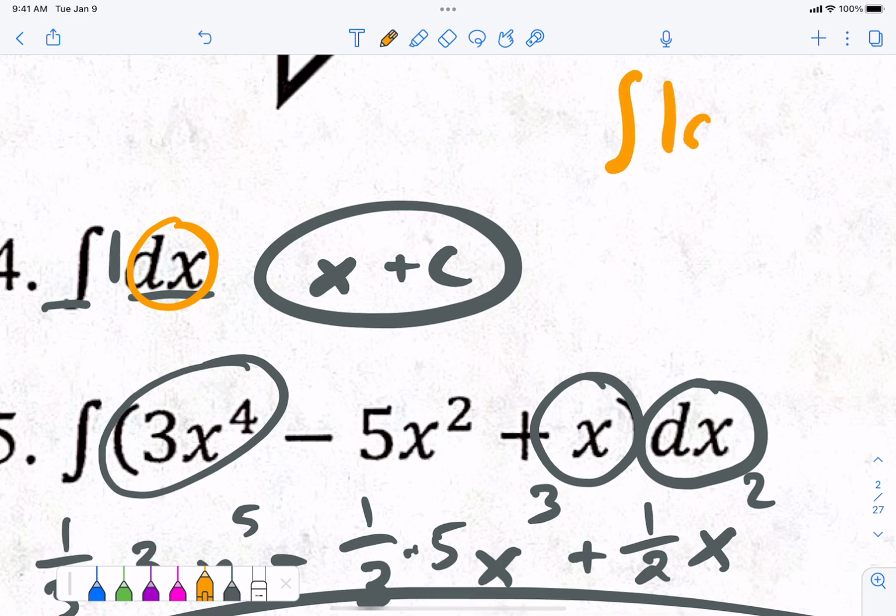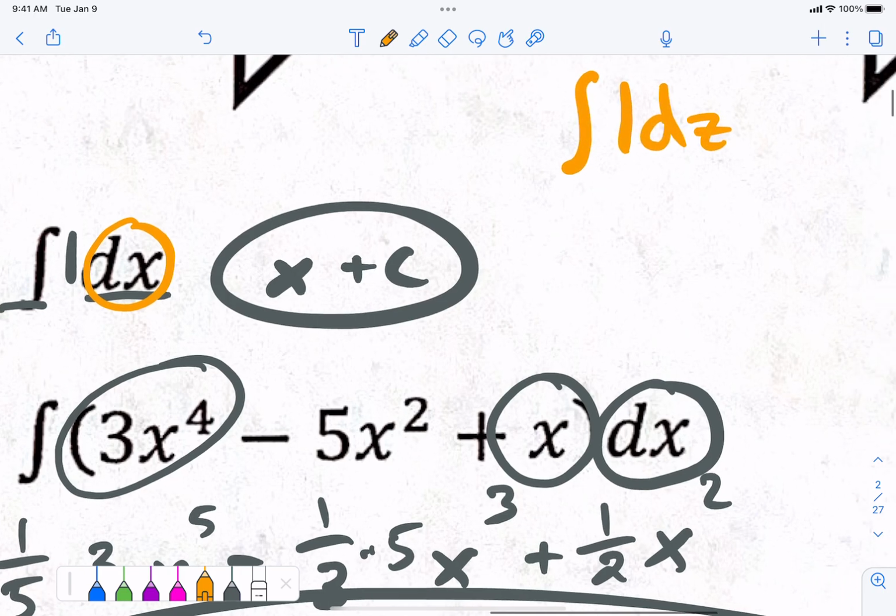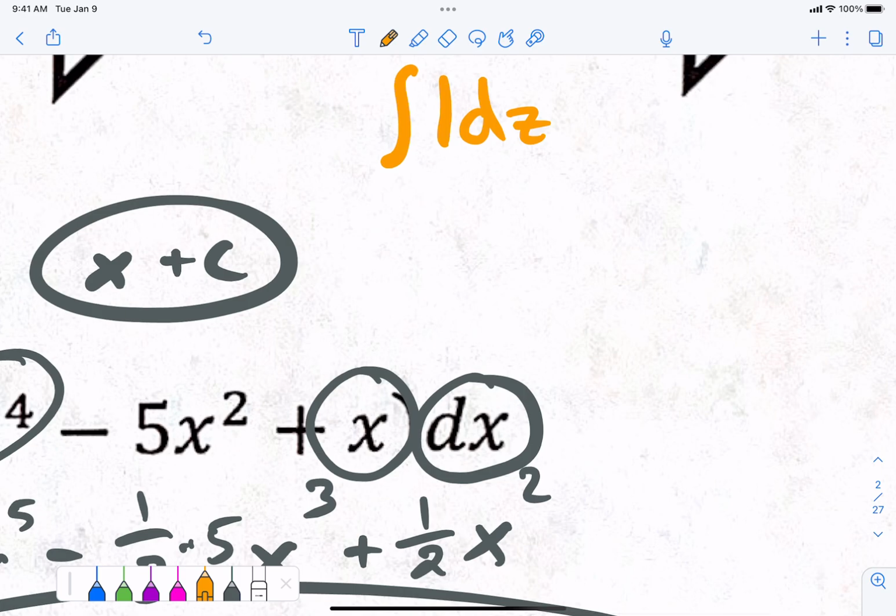Let's say instead this would say dz. Do you know what my antiderivative would be then? With respect to z, it's z plus c. It's just telling you what your variable is named, right?